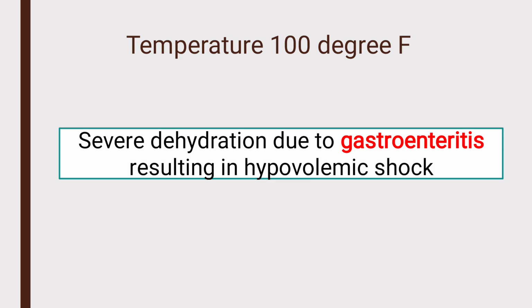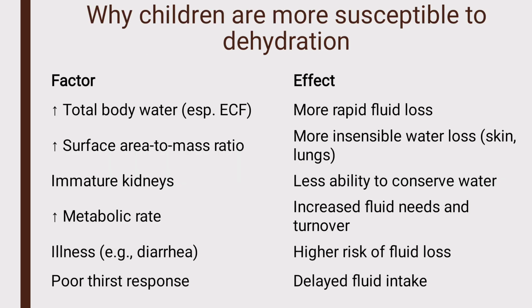Now in this patient we can also see the temperature is 100 degrees Fahrenheit. The diagnosis was severe dehydration due to gastroenteritis. Due to some kind of infection or inflammation of the GI tract, that is the reason why the temperature is increased in this patient. Now one point you have to note is that the age of the patient here is only 5 years.